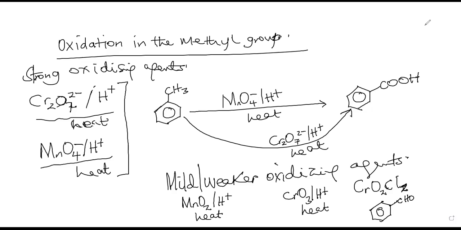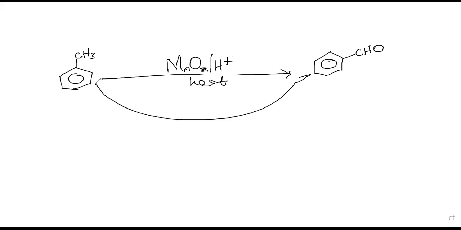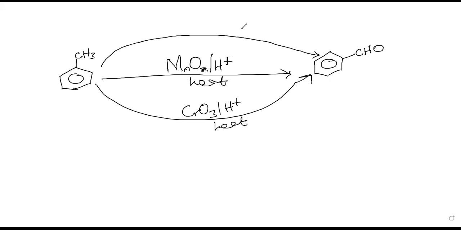So in summary, we can also summarize this. If you have methylbenzene, we say that we are going to form benzaldehyde, CHO. So we can use acidified manganese(VII) oxide, and you heat. Or you can use chromium(VI) oxide, that is CrO3, and you heat. Or you can use chromium(VI) dichloride dioxide, CrO2Cl2. All these will give you the answer.